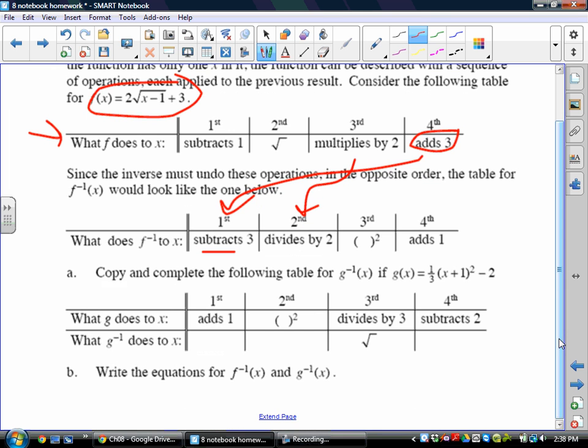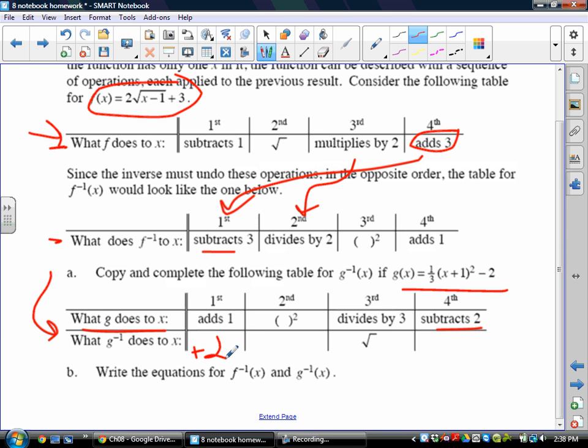Okay? So they want us to copy and complete the table for g inverse if g of x is this. Okay, so they have the table, they kind of combine both of these tables in one right here. So g of x is done for us. We need to kind of go backwards and fill in what this does. So instead of subtracting 2 at the end, I'm going to add 2 in the beginning. Right? I'm undoing it. Whatever I did last, I'm going to do first.